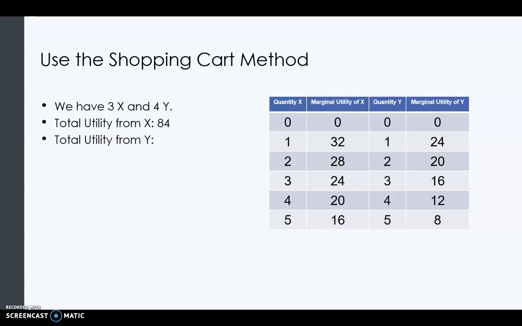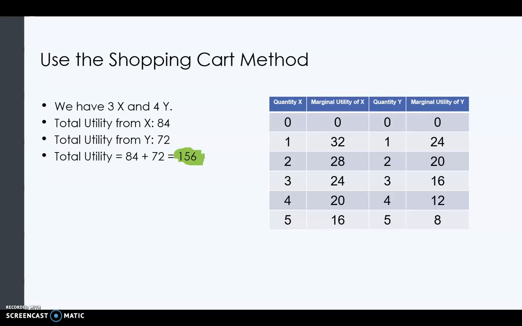We also need to add up our utility from our 4 y's. We have 4 y's. So we're going to need to add up the utility we get from each of those. 24 from the first one, 20 from the second one, 16 from the third one, 12 from the fourth one. So 24 plus 20 plus 16 plus 12, that's going to be 72. And if we want to add all of this together, 84 plus 72, that's going to give us our total utility, which is going to be 156. All right, and that's our answer.